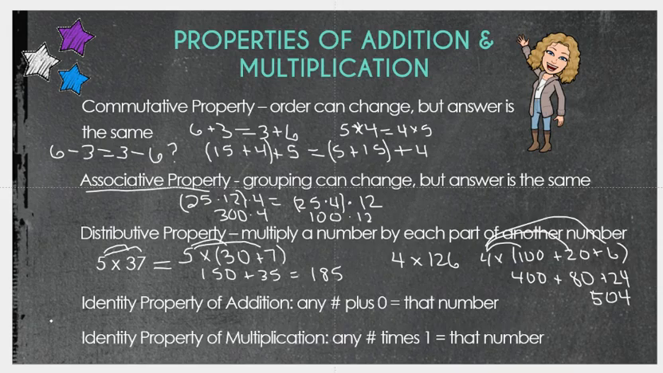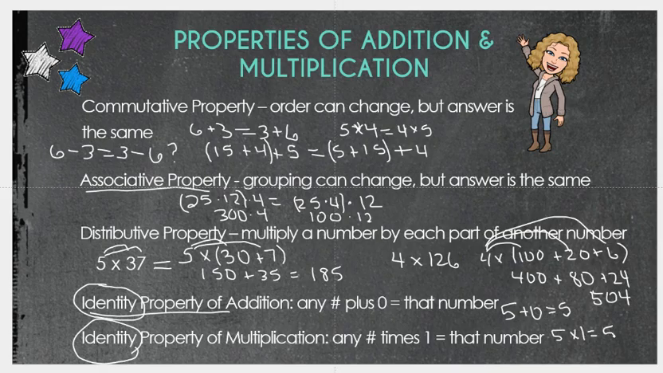The identity property of addition. Identity basically means like the number keeps its identity, it keeps what it is. So the identity property of addition says that any number plus 0 is the number. So 5 plus 0 is 5. 5 keeps its identity of 5. The same idea applies for multiplication. Identity property of multiplication, any number times 1 is that number. So 5 times 1 is 5.